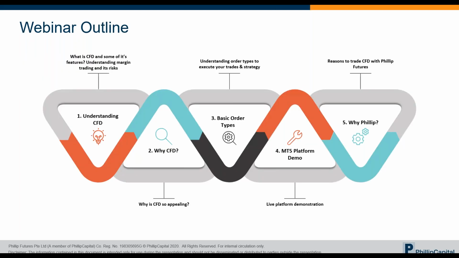Okay, so this is what we will be going through today. We'll be looking at 5 different portions. The first one will be on understanding CFD, where we'll look at what CFD is and what are some of its features, and also understanding what is this margin or leverage trading and the risk associated. So we'll be looking at why do people trade CFD as well, and also on the basic order types that we will need to understand before we can execute our trades or certain strategies. And then we'll move on to this MT5, which is also known as the MetaTrader 5 platform demonstration. And lastly, we'll end off with why you should be trading with Phillip Futures.